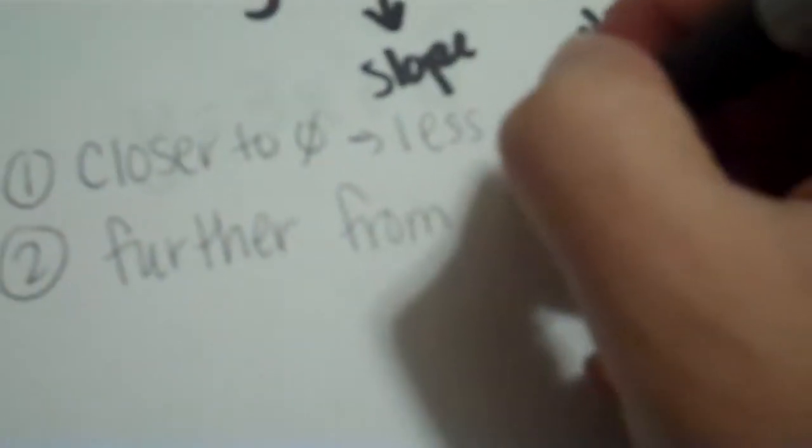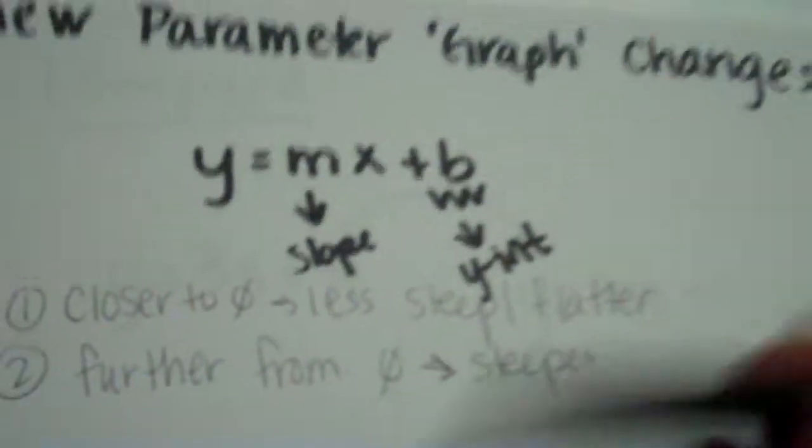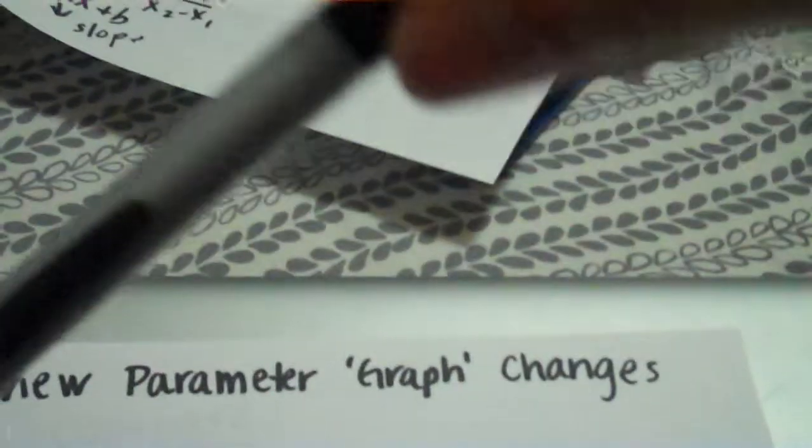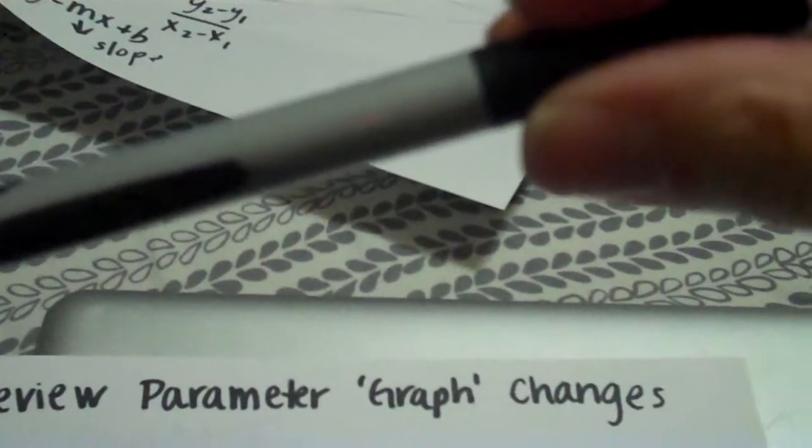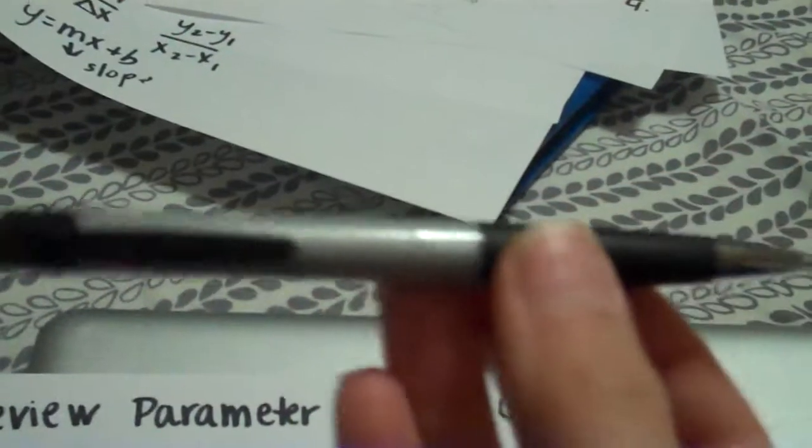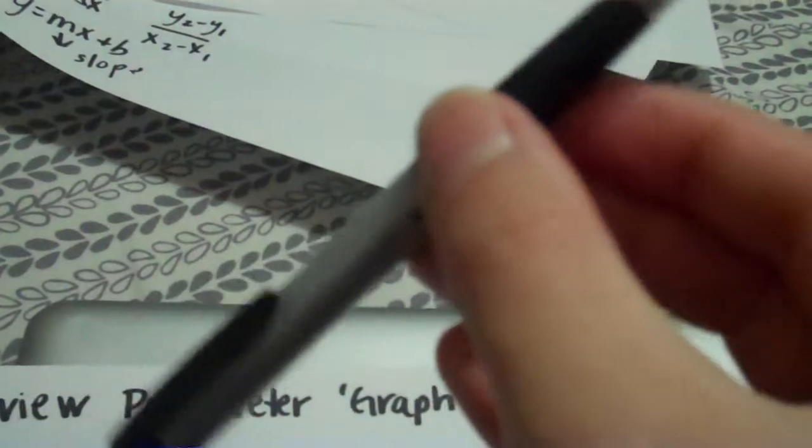If it gets further from 0, it gets steeper. Or, I mean, there could be other words that your algebra teacher has taught you for that, but basically it means the same thing. So this is 0 slope. As it's getting closer to 0, it's getting flatter and less steep. As it's getting further away from 0, it's getting steeper and steeper.